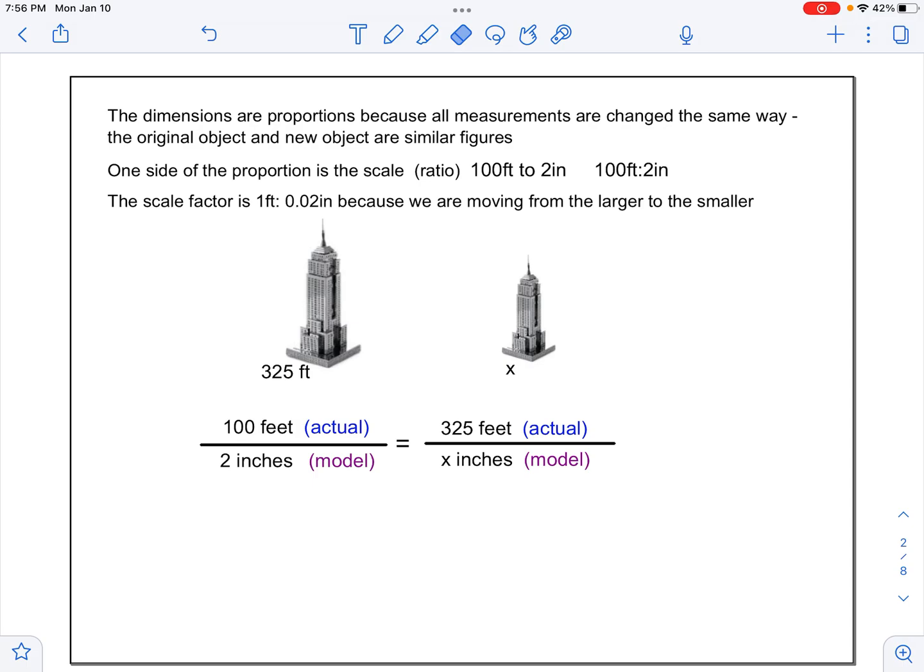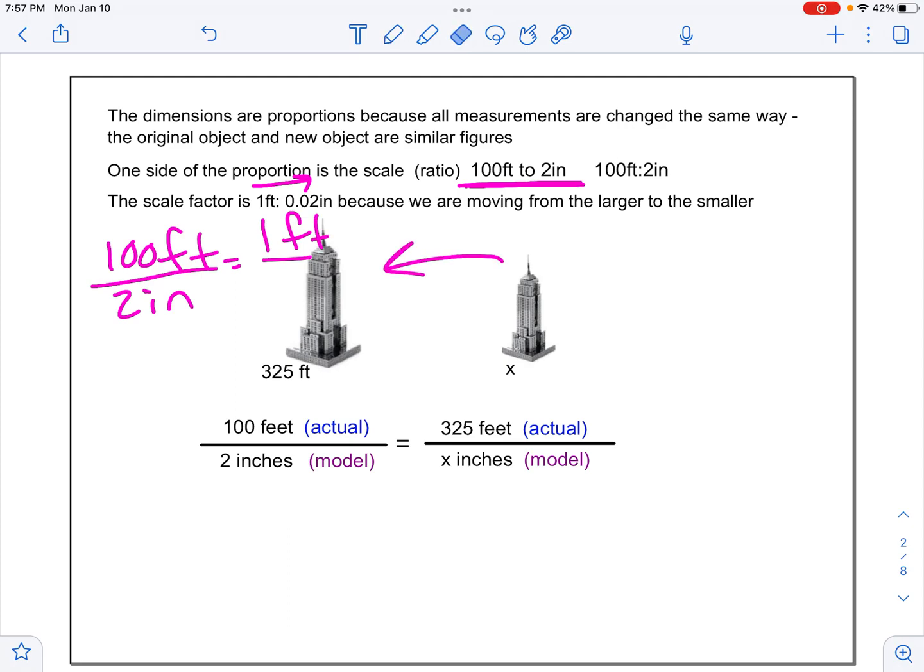So we got that because we're looking at this. So let's just look at this scale here for a second. So I'm going to take that 100 feet to 2 inches, and I'm going to write it like this. So basically, because I'm moving this way, I'm going to take this top number to 1. If I was moving this way, that would be different. But the way they're written matters. So I'm going to take this 100 foot.